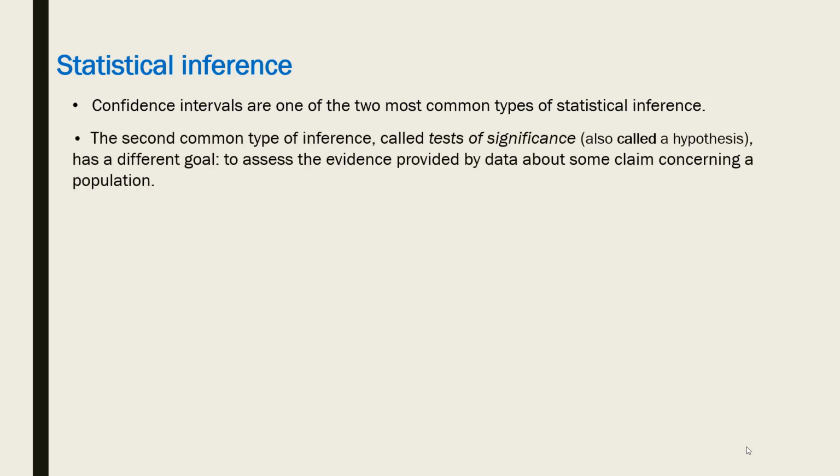The second common type of inference, called test of significance, also called a hypothesis test, has a different goal: to assess the evidence provided by data about some claim concerning a population. Hypothesis is a statement about a population parameter.